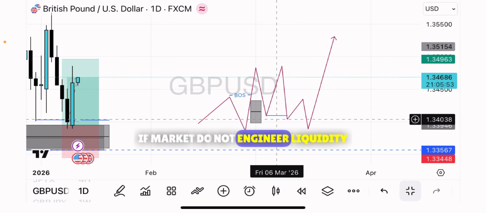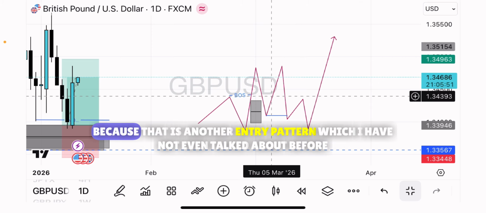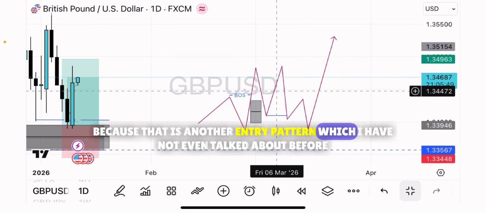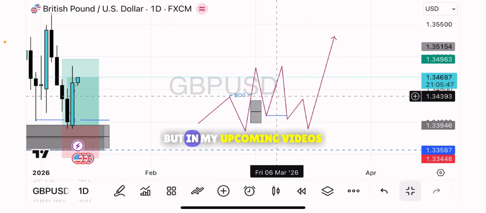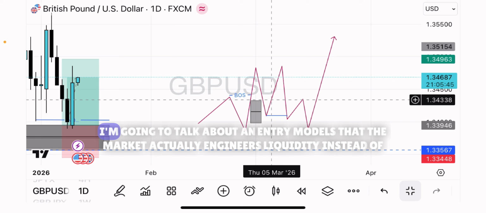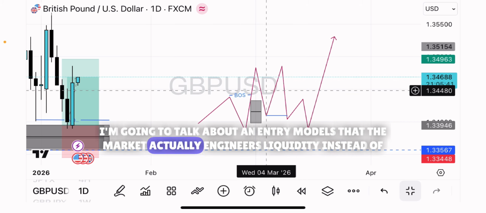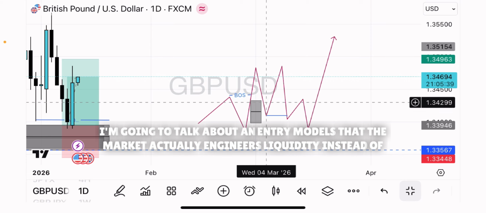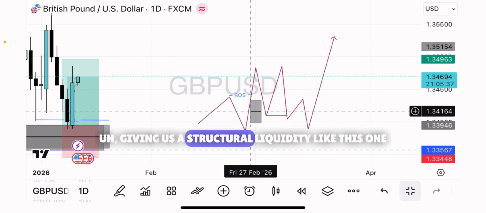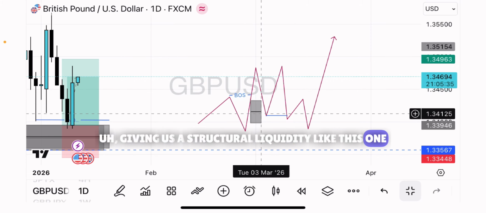if the market does not engineer liquidity, because that is another entry pattern which I have not even talked about before, but in my upcoming videos I'm going to talk about an entry model where the market actually engineers liquidity instead of giving us a structural liquidity like this one.